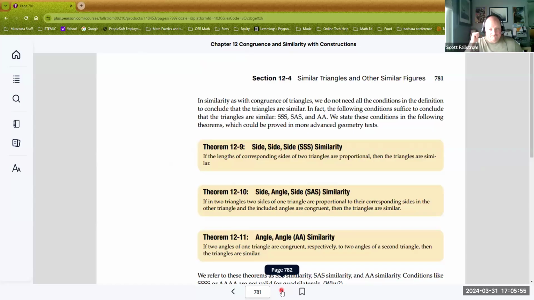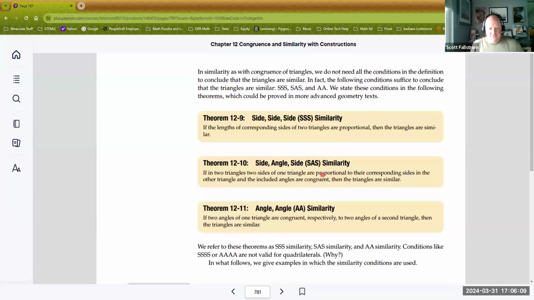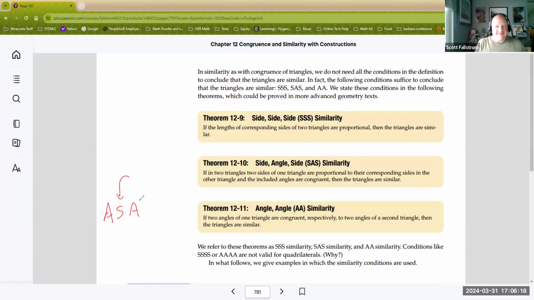For triangles, there's side, side, side, side, angle, side, and the power of angle, angle. Again, for a triangle, there's only 3 angles. So if you know 2 of them, you guarantee you know the third. So side, side, side similarity, side, angle, side similarity, and then angle, angle. Now notice that means I don't need angle, side, angle, and that's because one side cannot be proportionate. It can create a ratio, but a proportion requires 2 sets of ratios. So as an example, A over B is a ratio, C over D is a ratio, and when the 2 ratios are equal, that's when we have a proportion.